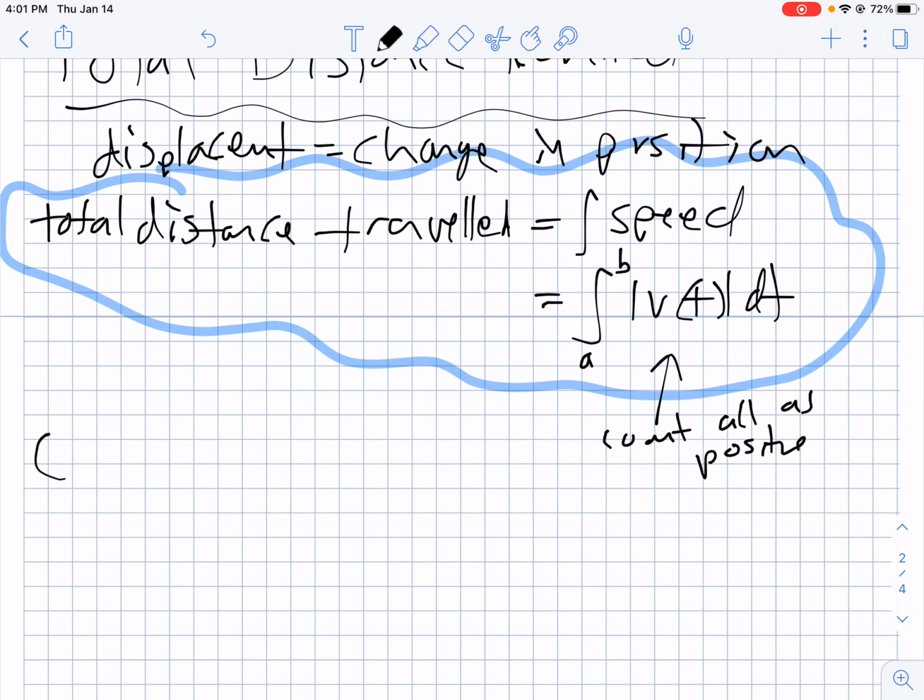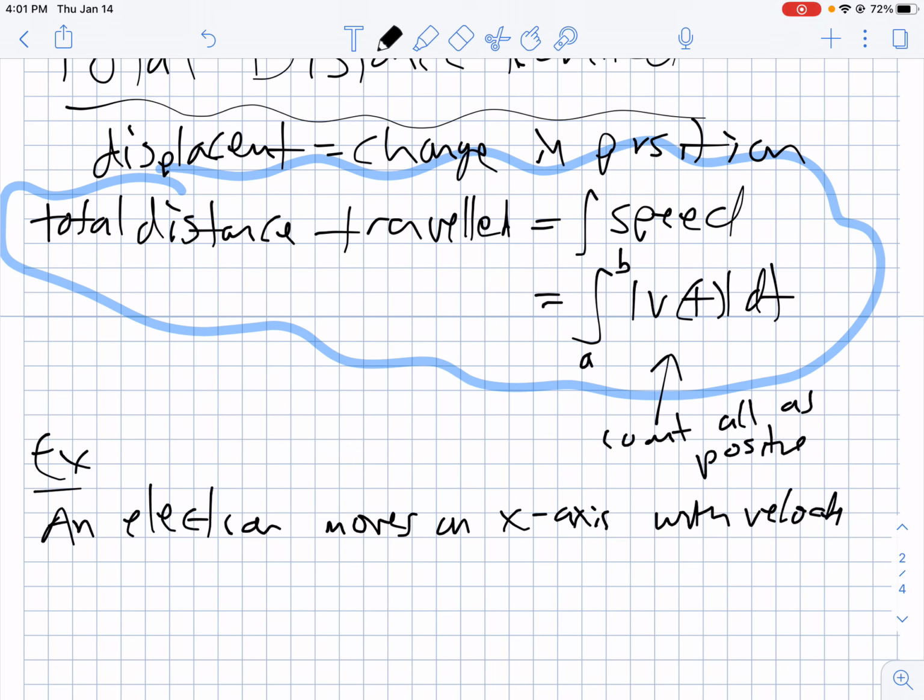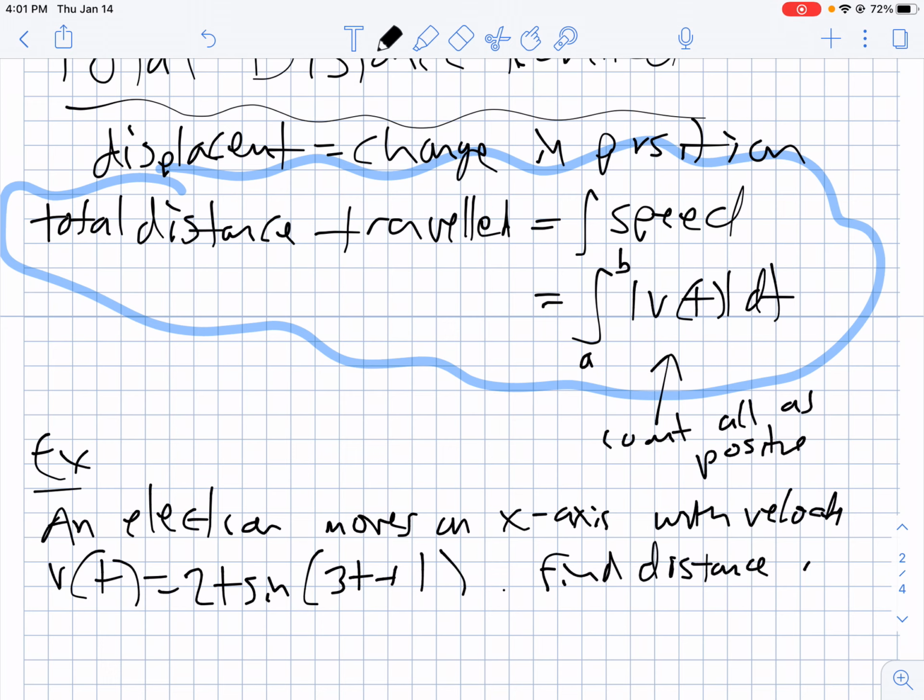So for example, let's say I tell you an electron moves on the x-axis with velocity v of t equals 2t times the sine of 3t plus 1. Okay, and then I ask you to find the distance it travels from t equals 0 to t equals 4. So 0 and 4, of course, are going to be our bounds.